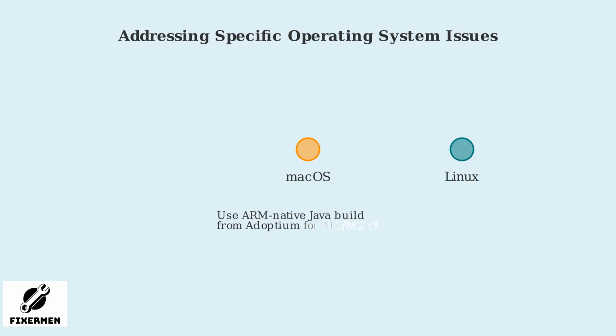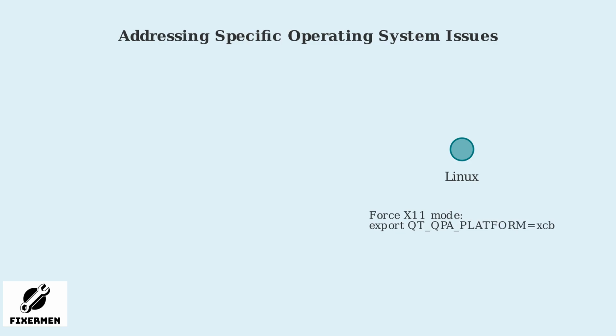On macOS systems with M1 or M2 chips, crashes often stem from Rosetta emulation. Switch to an ARM-native Java build, such as those provided by Adoptium, to ensure compatibility and eliminate these startup issues. Linux users experiencing Wayland-related crashes should force X11 mode before launching Bongo Cat. Set the environment variable QT_QPA_PLATFORM to xcb to bypass Wayland compatibility problems.